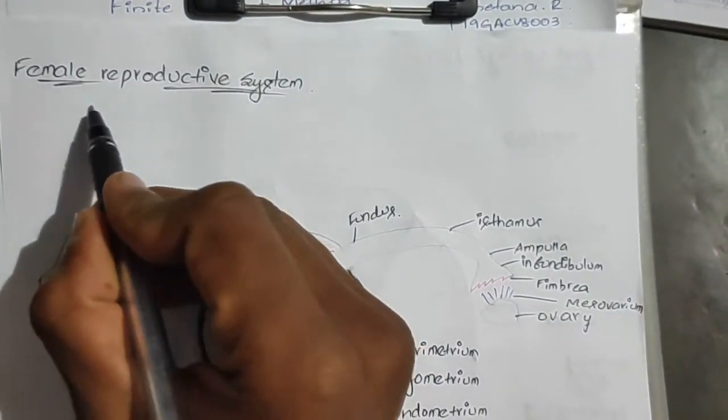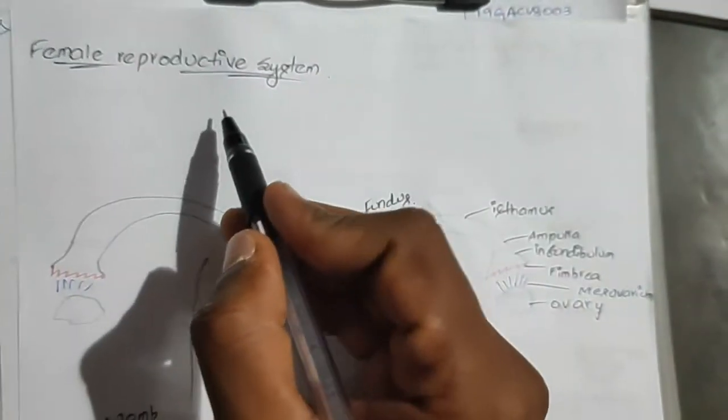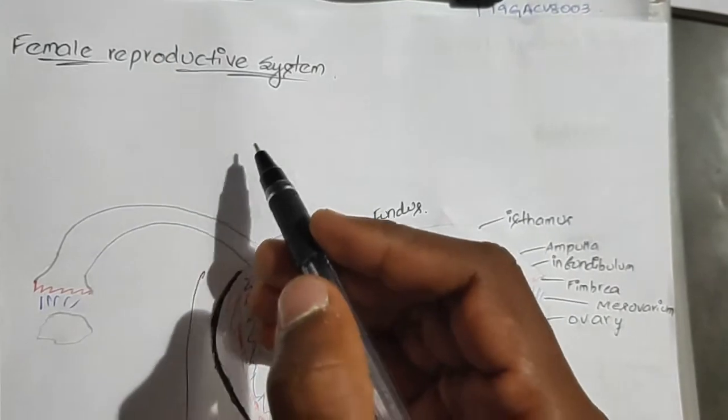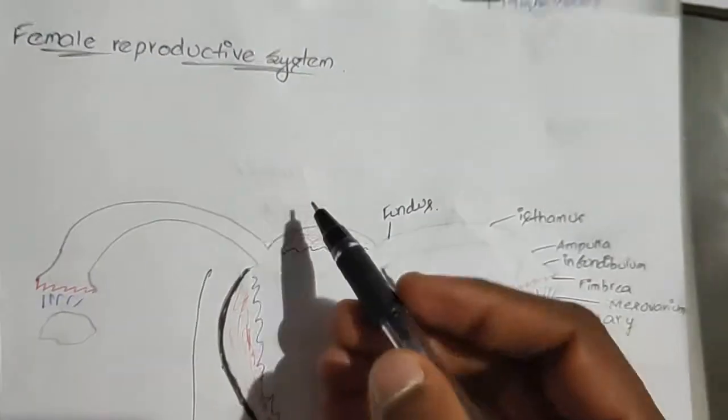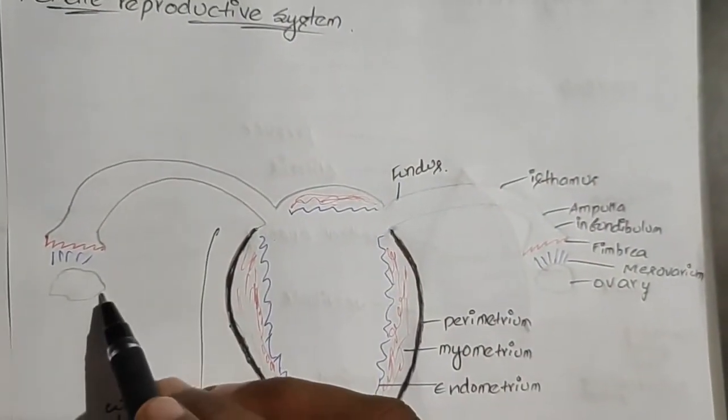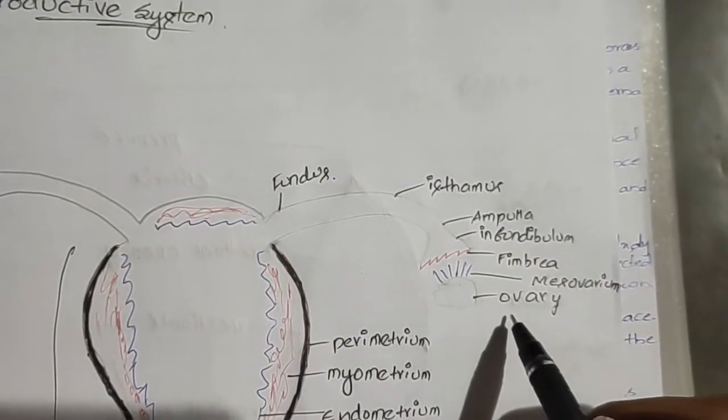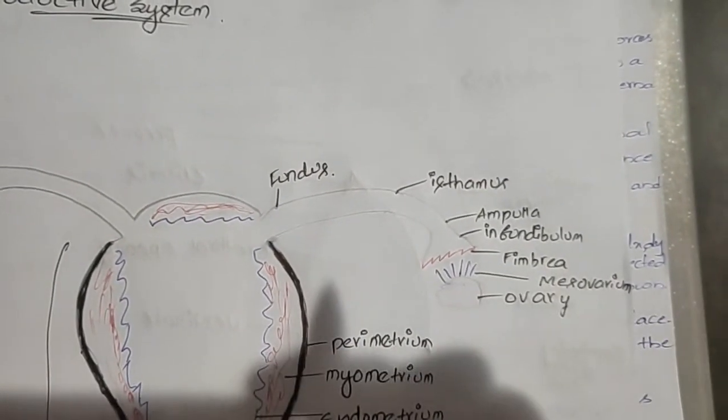In this video, we are going to discuss the female reproductive system. The female reproductive system includes the uterus, fallopian tubes, vagina, and the primary sex organ, mainly the ovary. This ovary is the primary sex organ of the female reproductive system.